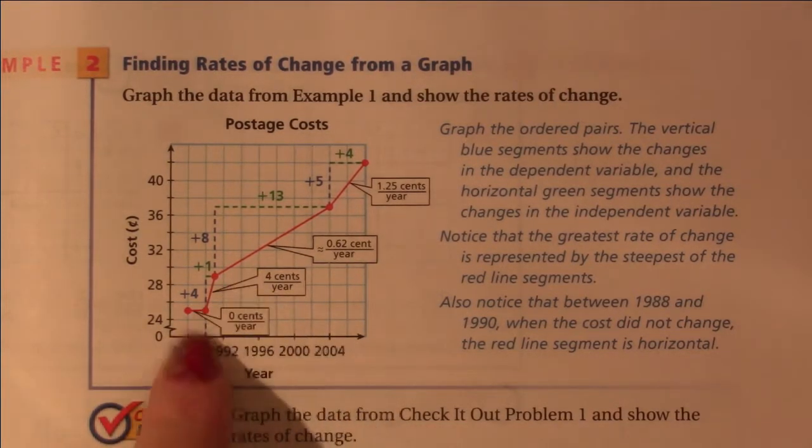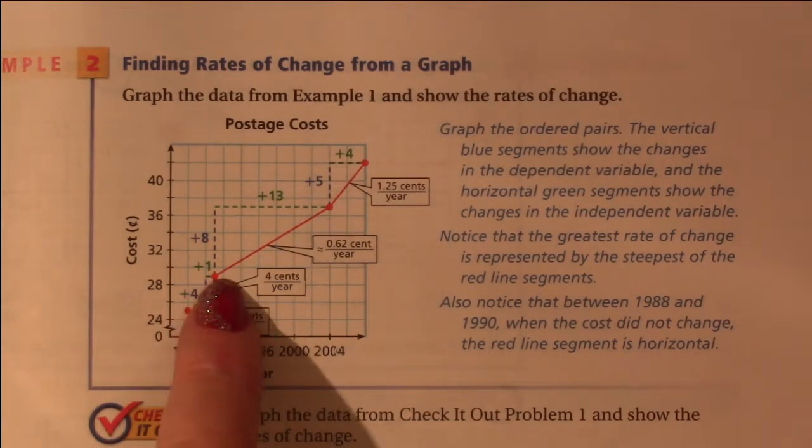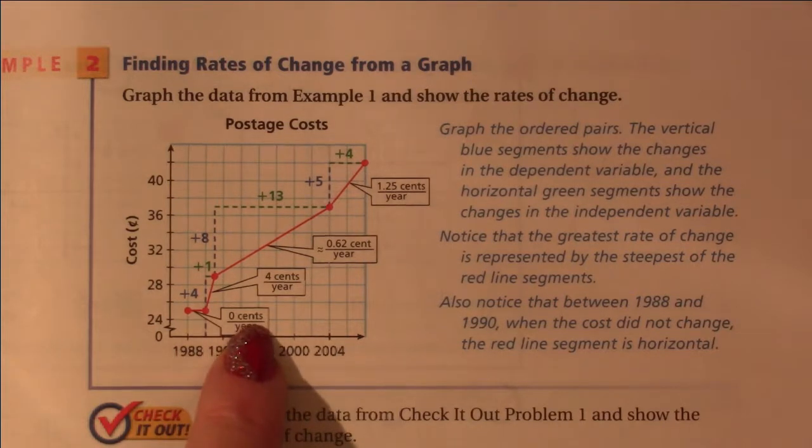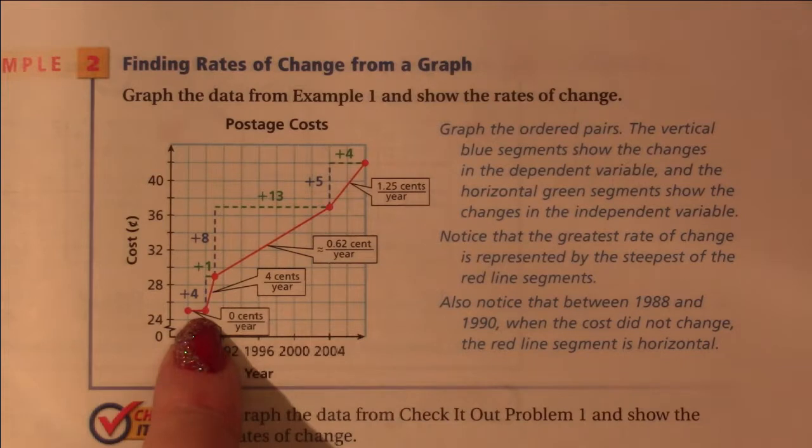From this point to this point, you go up 4 and over 1. So the change in y is 4 and the change in x is 1, 4 over 1. So that's a slope of 4.